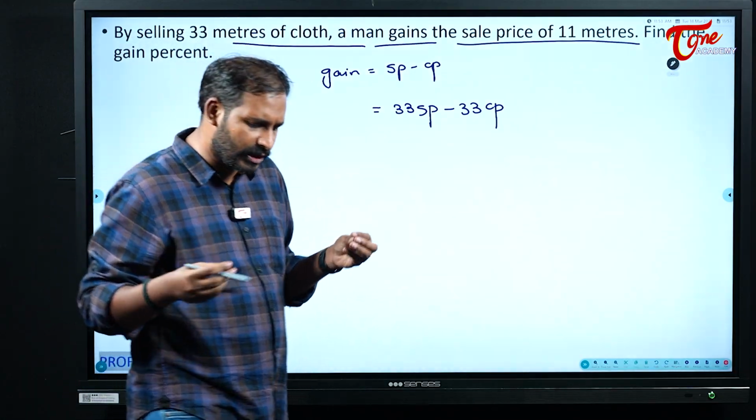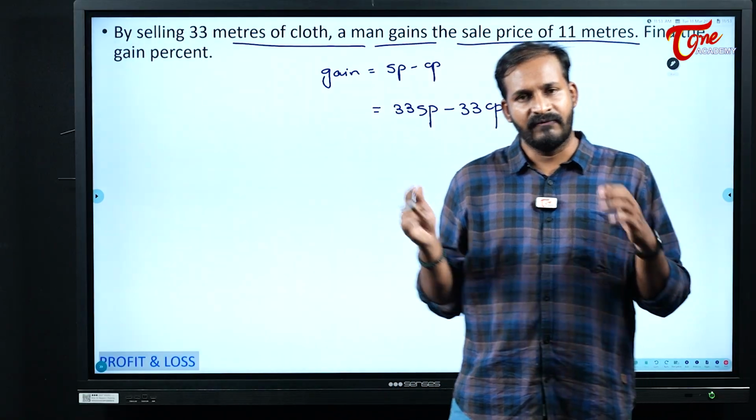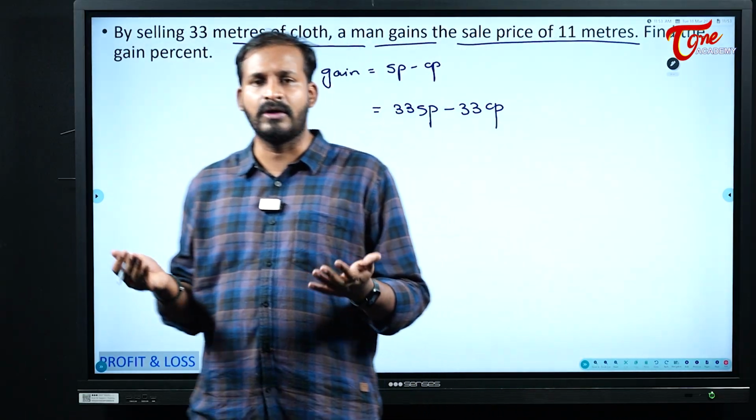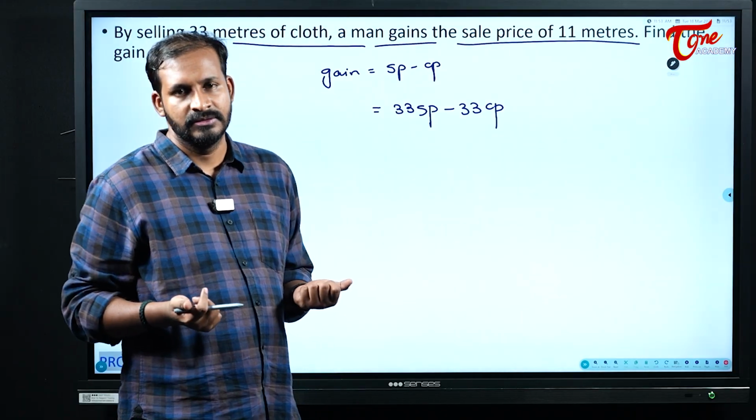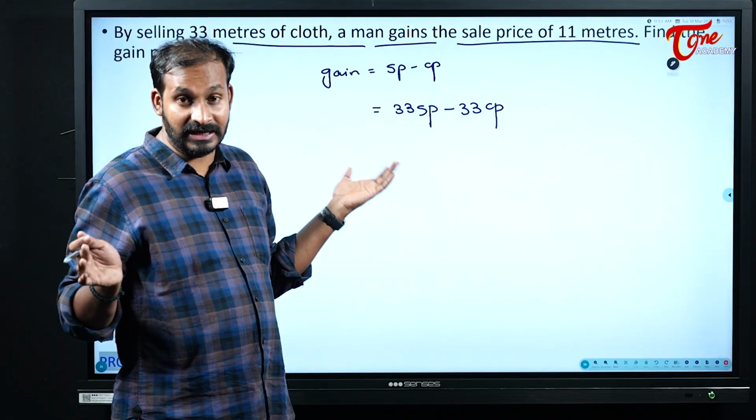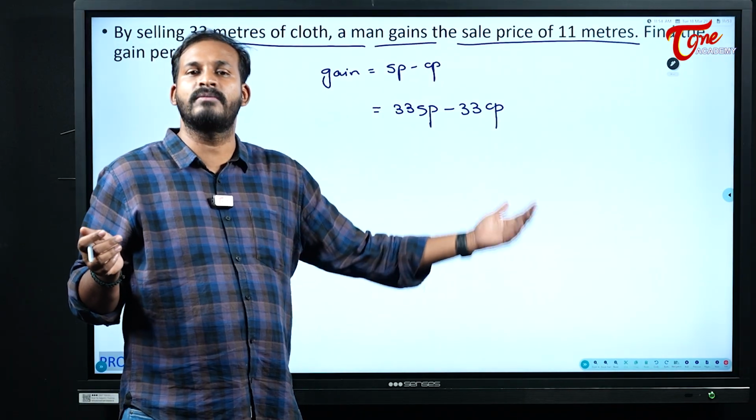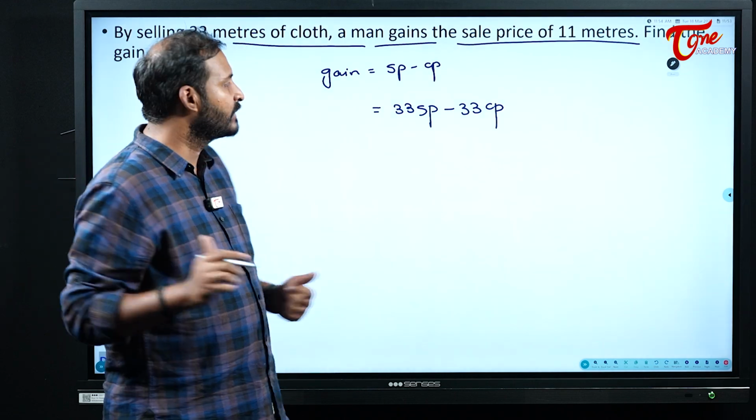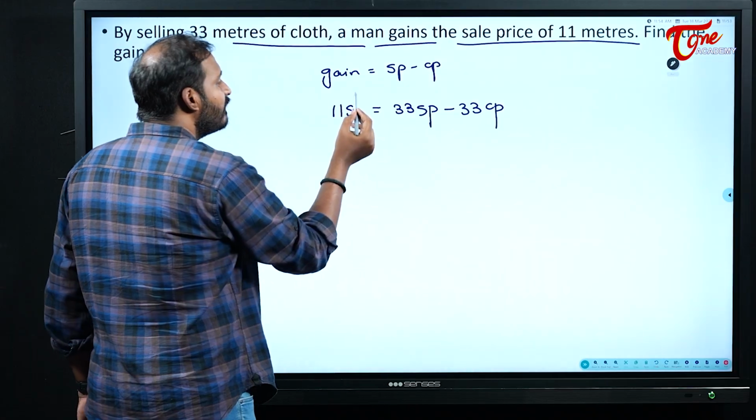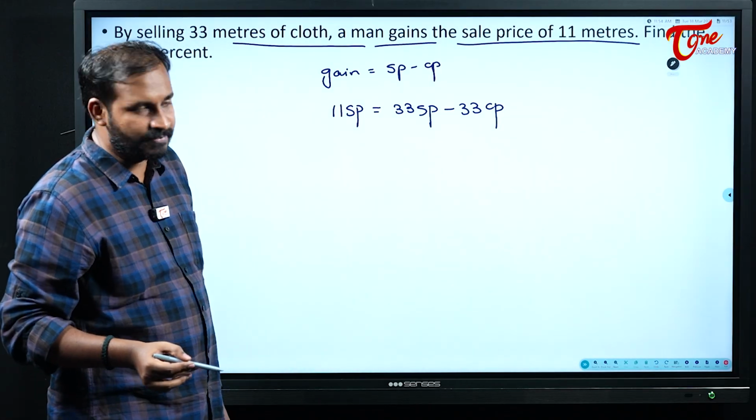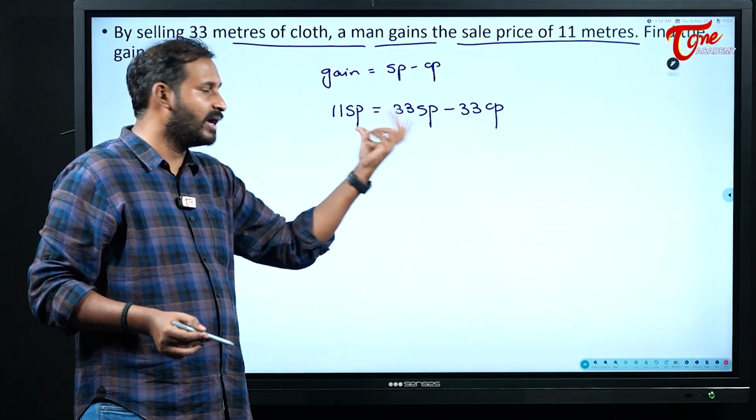See, usually you cannot compare 20 meters with 30 meters, right? That is not possible. If you have sold 33 meters, you will compare its gain by taking the 33 meters cost price only. Here they didn't mention that clearly, but he is selling 33 meters, so obviously he would have bought or manufactured 33 meters, right? And what is the gain he is getting? He is getting the gain of 11 meters' selling price. That means I have written the equation.